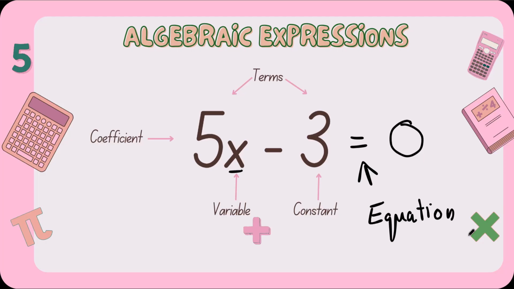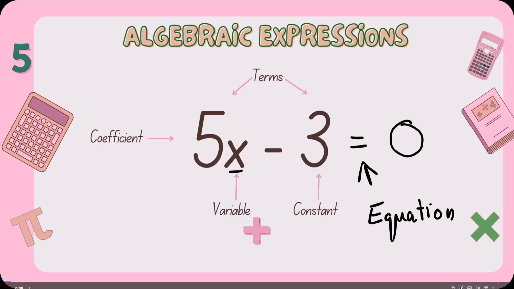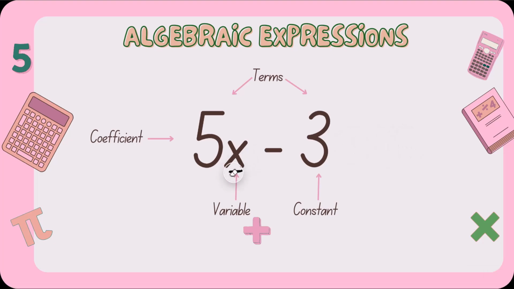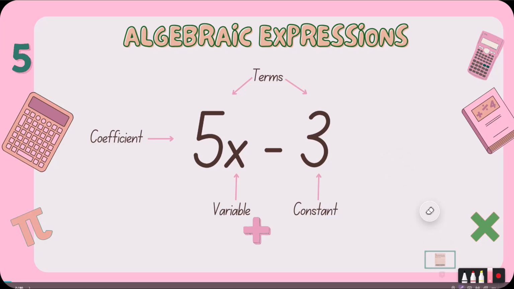So is this a polynomial? Now that is an interesting question. I would say this is not a polynomial. Why would I say it's not a polynomial? Or is it a polynomial? How is a polynomial defined? This is what we are going to look at here. So this has coefficient, terms, variable and constants.